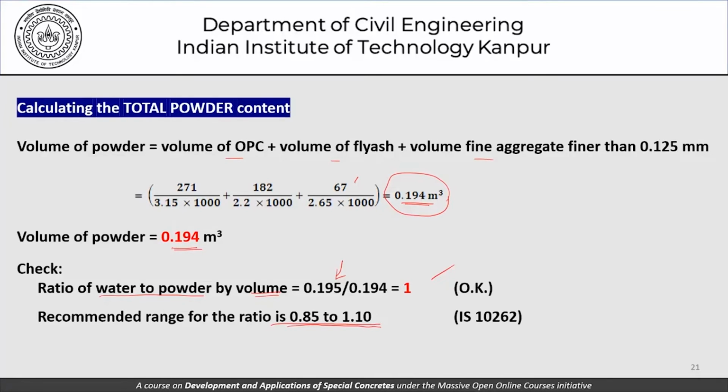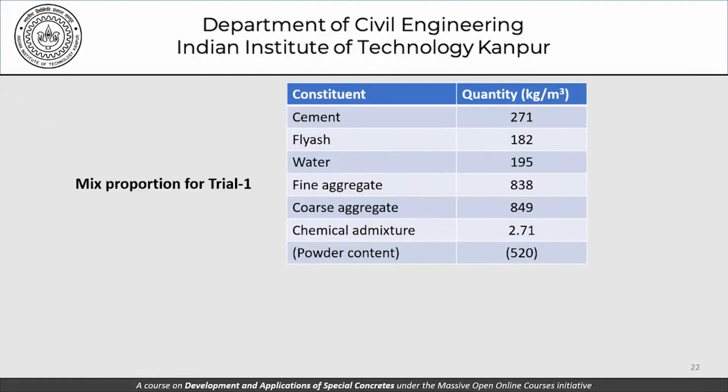Basically we are targeting equal volumes of water and the total fines. So the mean value is 1. It could vary by about 10 to 15% either way, and this is a very specific check once again as far as self-compacting concrete is concerned. So now we'll move on to determination of the coarse aggregate in the next step.